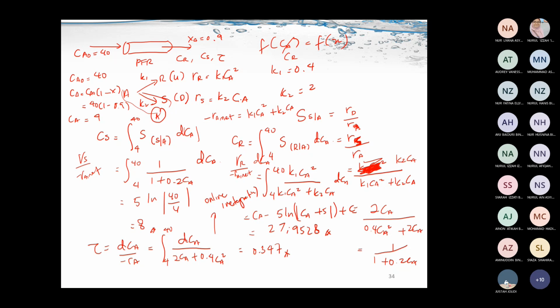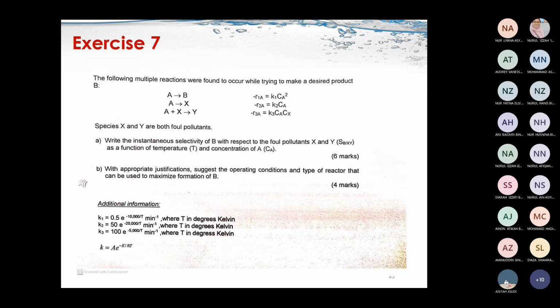Okay. Alright. Okay. So, sekarang for exercise number 7 pula. Okay, so the following multiple reactions were found to occur while trying to make a desired product B. Okay, so sekarang this is the desired one. Okay, so automatically X ni dengan Y ni undesired lah. Okay, so species X and Y are both foul pollutants. Okay, yang undesired. So it is given the rate of reaction for these three equations.